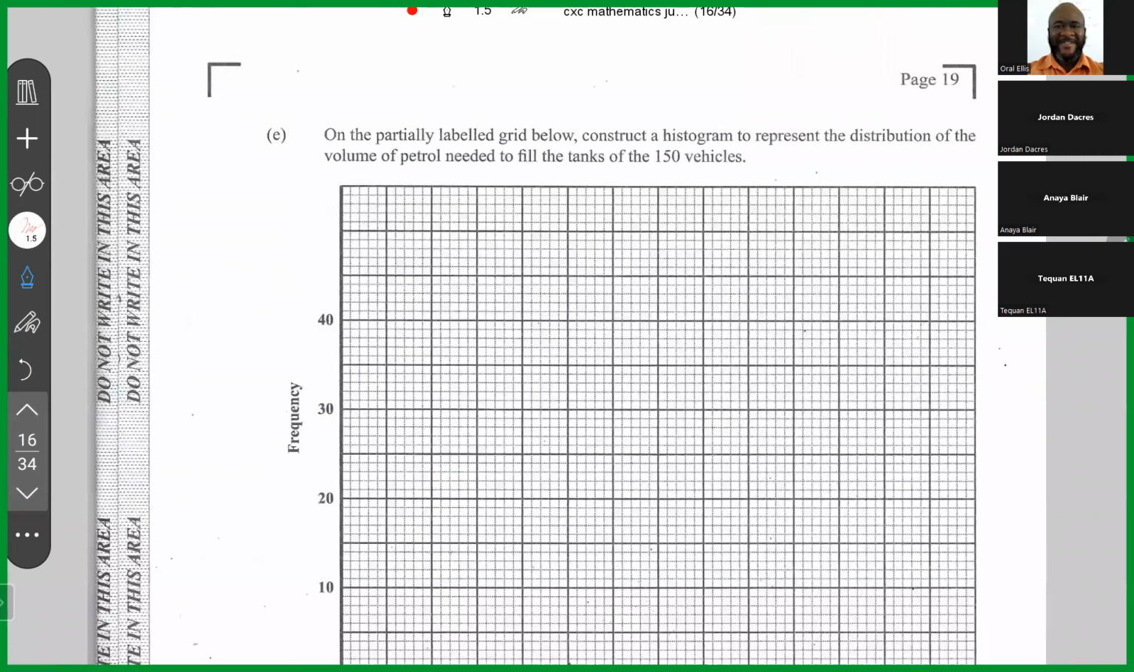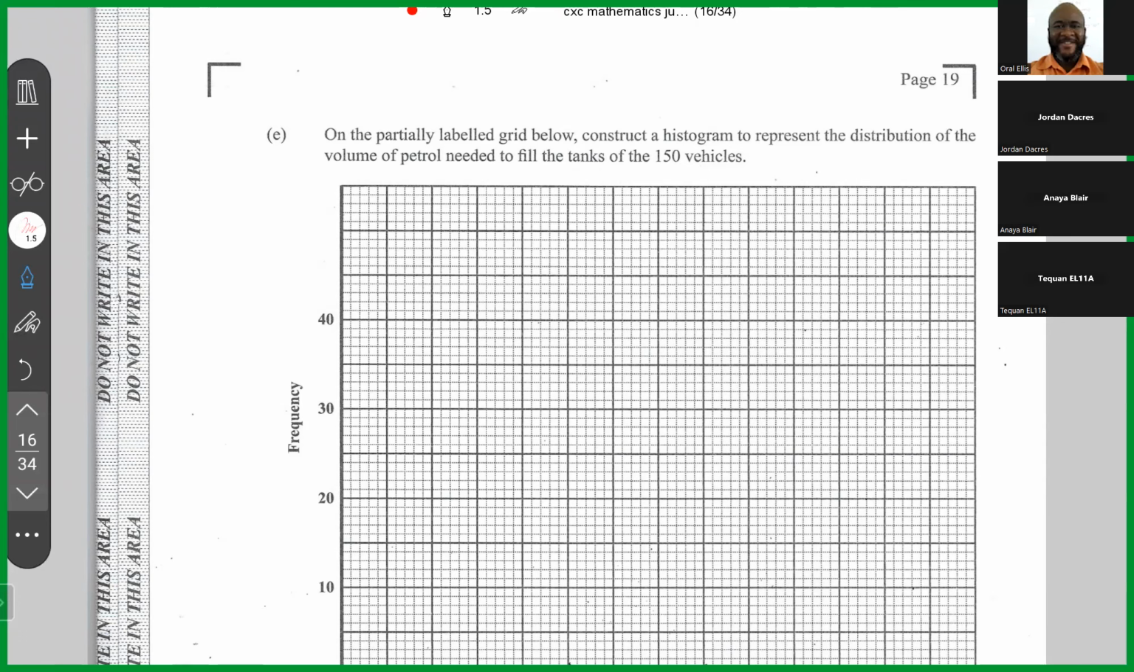All right, so next we're asked to, on the partially labeled grid below, construct a histogram to represent the distribution of the volume of petrol needed to fill the tank of the 150 vehicles. So we need to draw a histogram. Now, these are things that you must know to draw long before the exam. It's not something you can go into the exam to figure out.